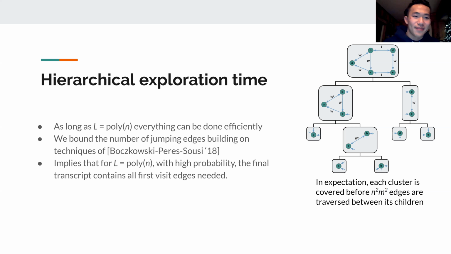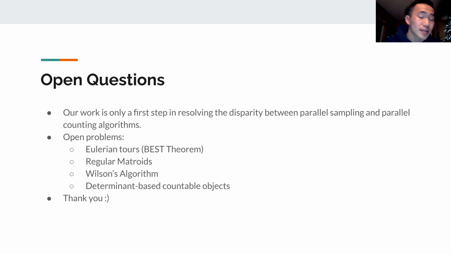Now, I am waving my hands a bit and covering a lot of these small details, but read the paper if you want to know more. And to recap, we've come up with this way of generating a partial transcript and using that to randomly sample an arborescence. So this is a first baby step in resolving this disparity between parallel sampling and parallel counting algorithms, where we've taken one problem where the counting problem can be done very efficiently in parallel, but sampling was not yet known, and well, now it's known.